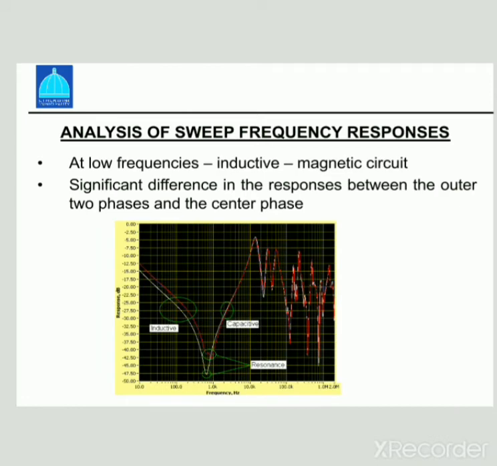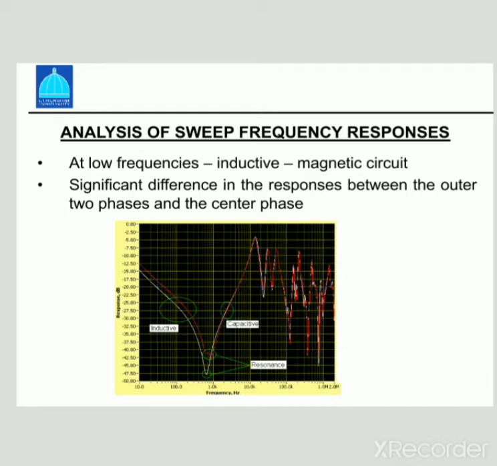Next one is the analysis of sweep frequency response. Sweep frequency response is needed for SFRA. This SFRA is one of the important points. What is sweep frequency response? The SFRA test is nothing but a sweep frequency response analysis, which is used to find out the physical condition of transformer windings, alternator rotor windings, etc.